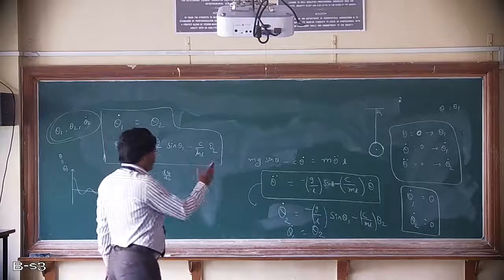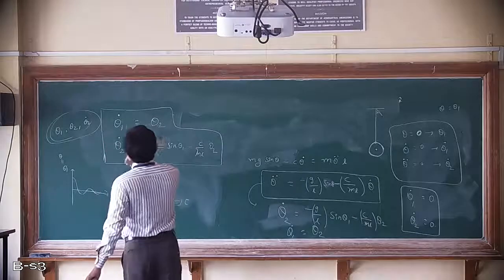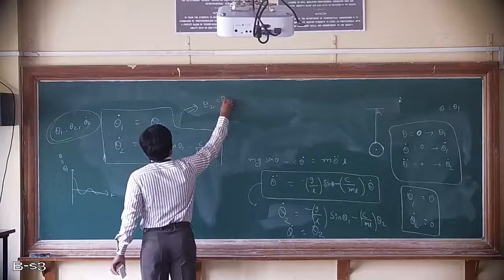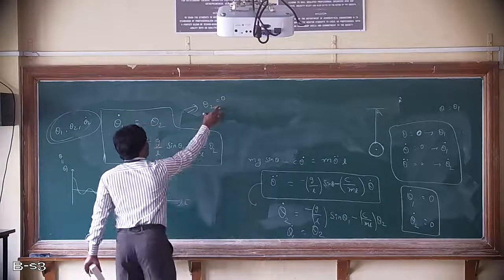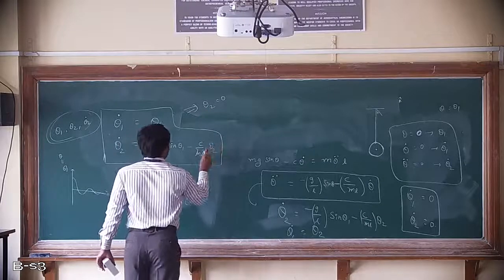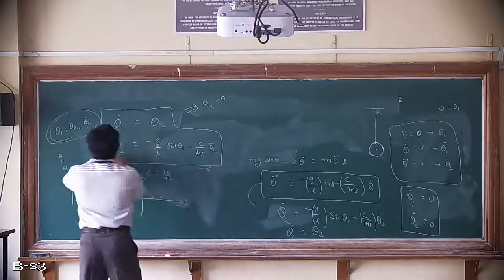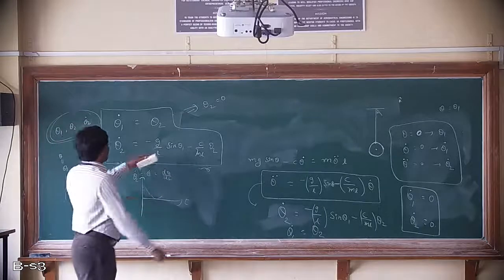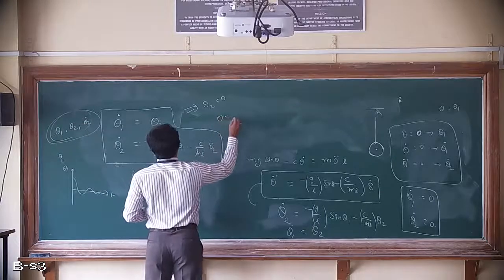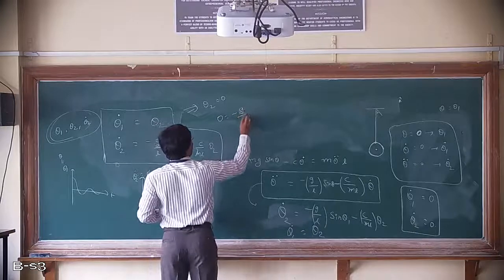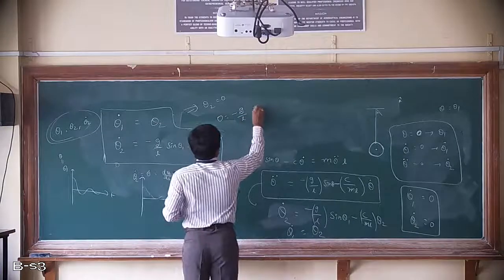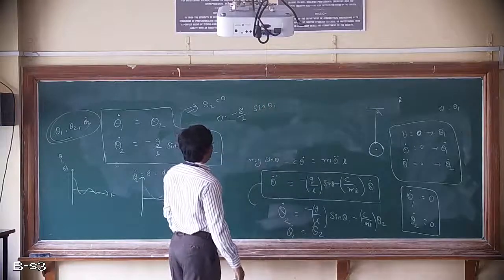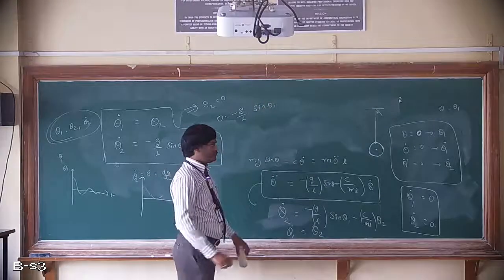So if we apply that logic here, what will happen? Here theta 2 will become 0. If you substitute this theta 2 in this equation, this whole term will become 0, and theta 2 dot is already 0, right? So what about this equation? 0 is equal to minus g by L sine theta 1, right? Are you getting, everyone? I am erasing this part.